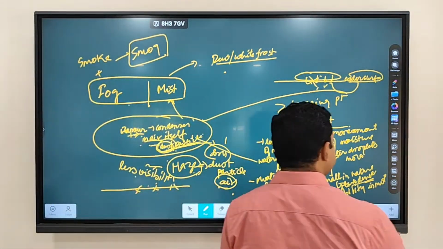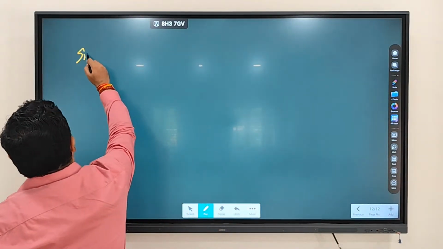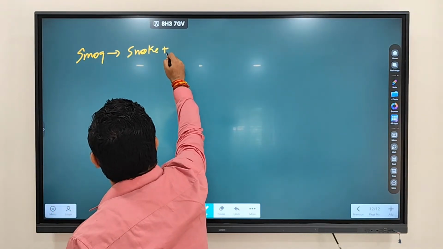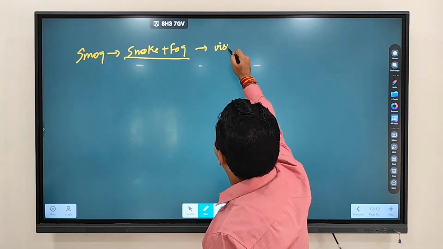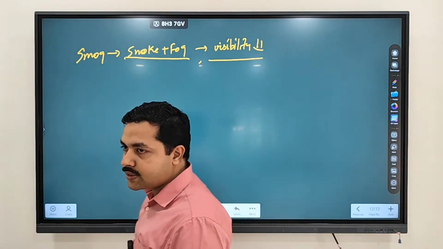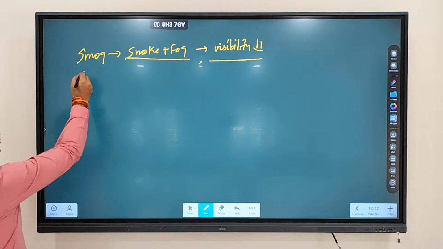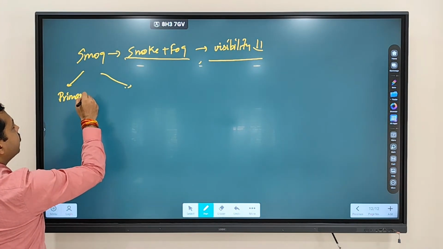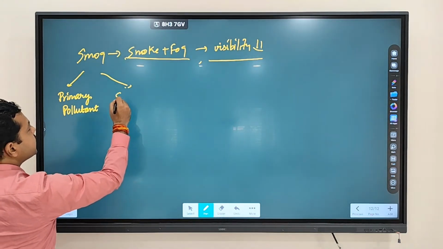So now the next thing is smog. As we discussed, the term smog stands for smoke plus fog, and it affects your visibility. Visibility becomes further lesser in smog. Fine. The two terms which you have to keep in mind are primary pollutant and secondary pollutant.